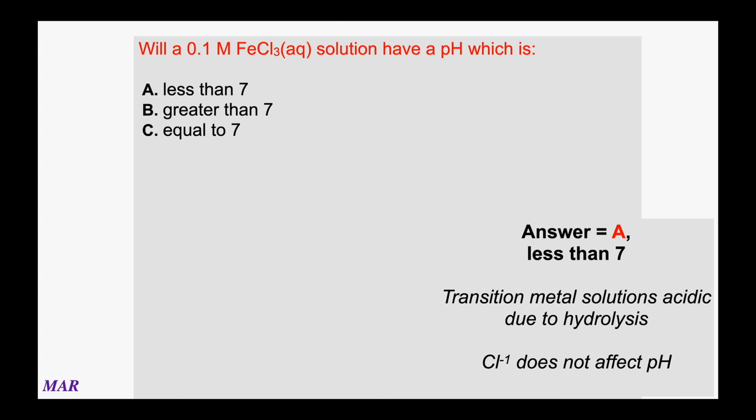So make sure you know where the transition metals are on the periodic table. The main group metals don't do this. So like magnesium, calcium, potassium, they don't do the hydrolysis thing like the transition metals do. It's only the transition metals which seem to do this.